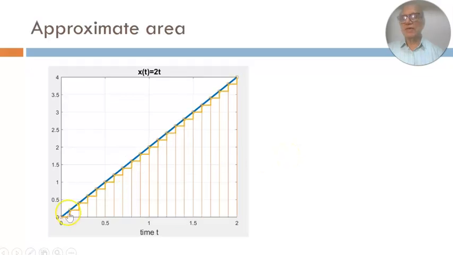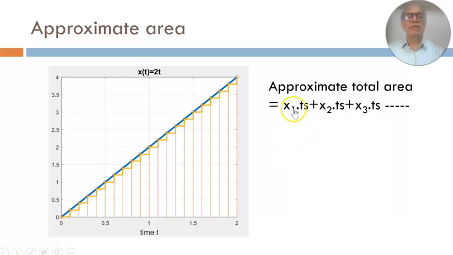Let me first show you the rectangles that are formed. This is one rectangle, you can find its area: x1 multiplied by Ts. If this height is x1, that will be multiplied by Ts to calculate this area. If this is x2, that will be multiplied by Ts to calculate this area. So the total area can be calculated approximately like this: x1 into Ts plus x2 into Ts plus x3 into Ts, etc. Now you can see that Ts is common here. So you can simply write x1 plus x2 plus x3, etc., multiplied by Ts.